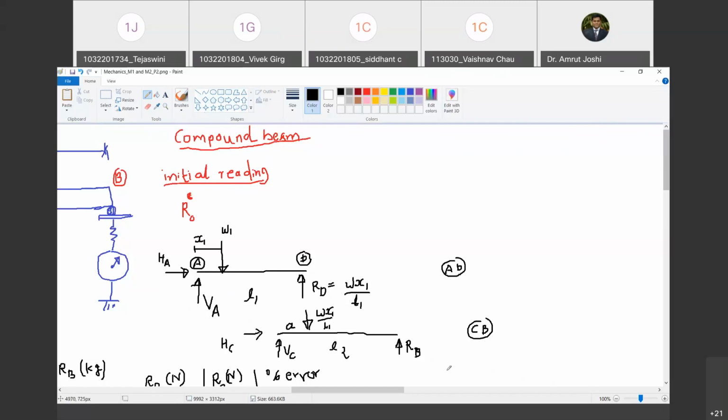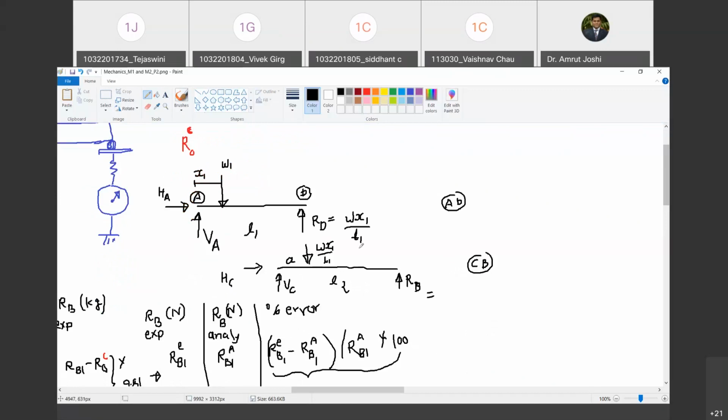So can you tell me what will be the value of RB? Come on, say it. Instead of W, substitute W x1 upon L1. Are you with me? Yes, sir. Into L2. Instead of x1, substitute A. And instead of upon L1, substitute upon L2. Are you with me? Yes, sir. So what is the value of RB in this case?